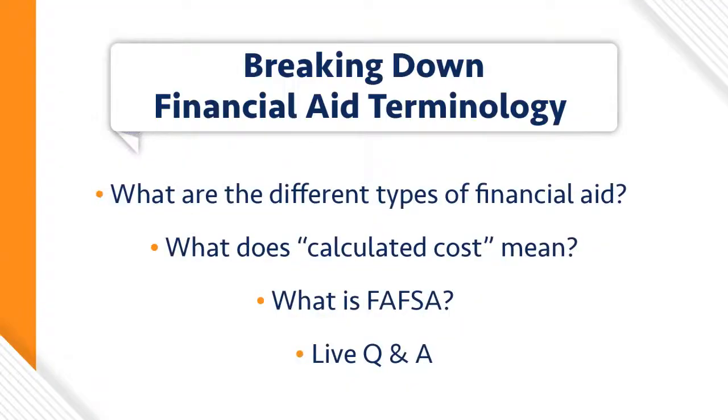But we have a pretty unique topic today that we've probably covered in a little bit of detail before, but never in as much detail as this. We're going to be breaking down financial aid terminology. A couple of things that we're going to talk through are the different types of financial aid that exist out there and how to utilize those. What is calculated cost, and what does it mean? We're going to go into that in a little bit more detail. What is FAFSA, something that everybody should know as they're applying for college. And then obviously, we're going to go over a live Q&A at the end.